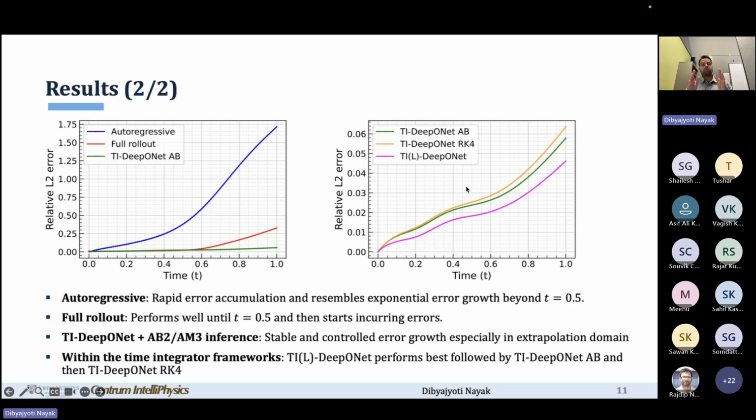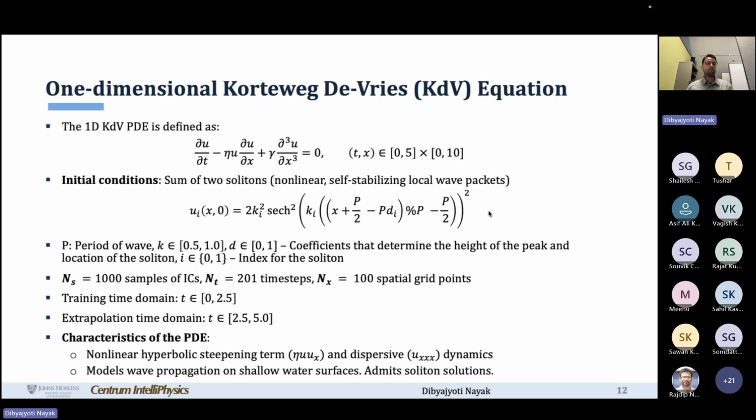Next, on the right, we do a comparison within the different TI-based frameworks. We consider TI-DeepONet AB, which is shown by this solid gray line. We consider TI-DeepONet RK4, which just means we use Runge-Kutta fourth order during training and inference. And this magenta line is basically the learnable variant, which is the TI-LDeepONet. And within the TI-based frameworks, as expected, the TI-LDeepONet outperforms all the other methods, which is also consistent with the solution profiles that we saw in the previous slide. We'll quickly move on to the next case.